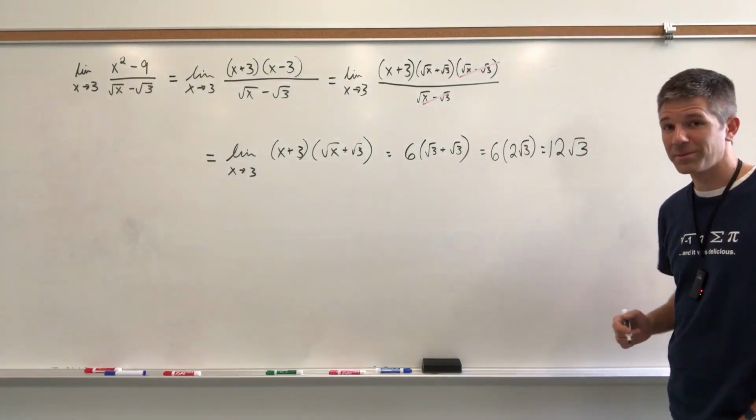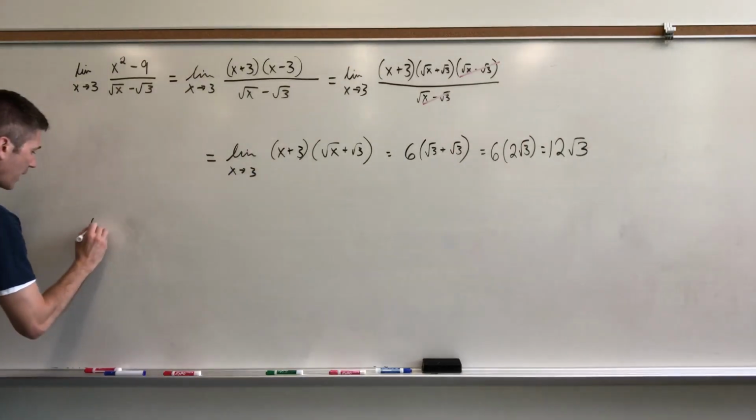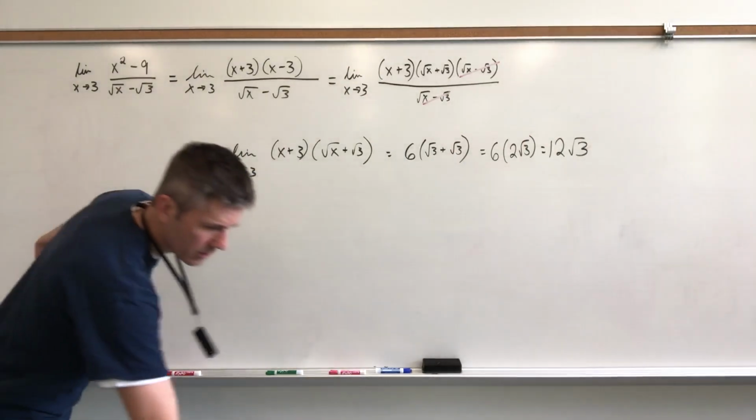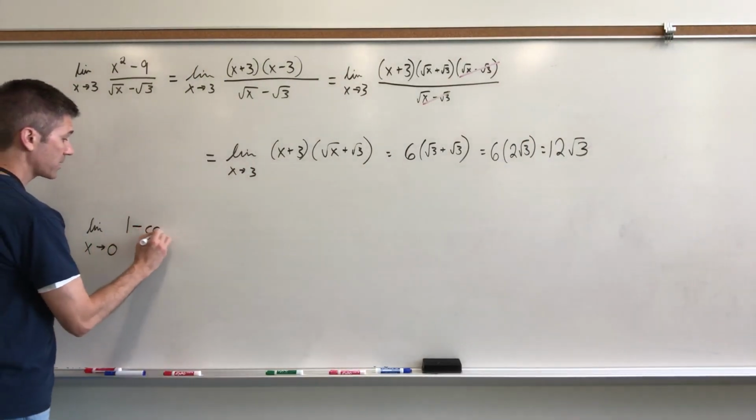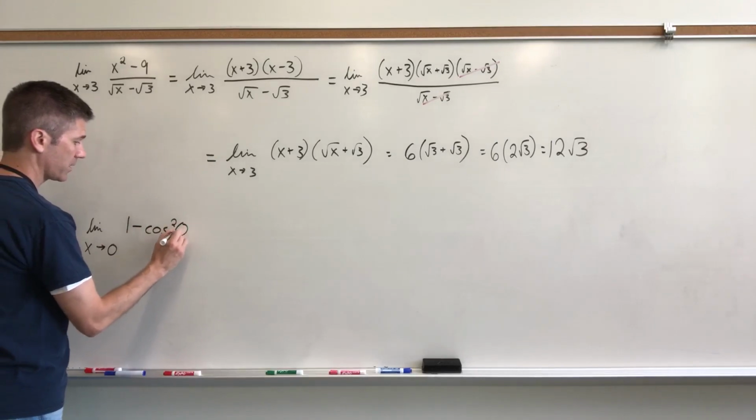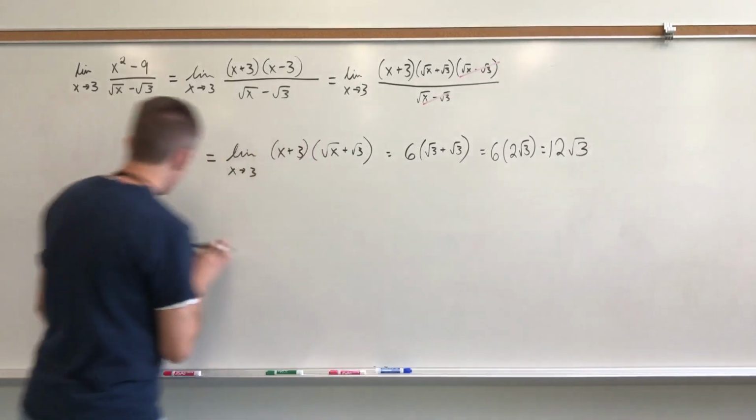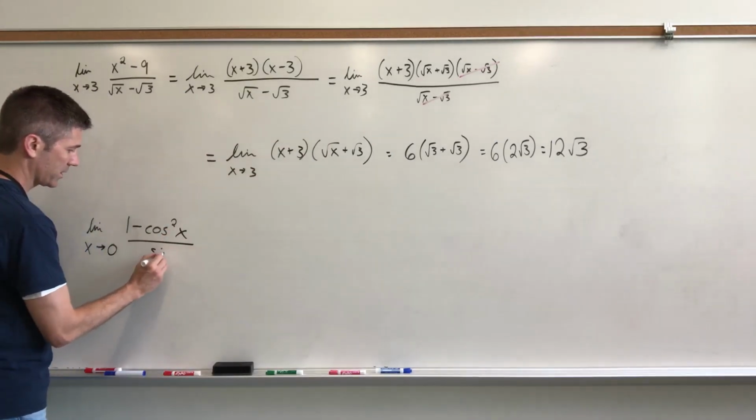The second problem, things get tricky. Let's do it. We have the limit as x approaches, is it 0? Yeah, 0. Of 1 minus cosine squared theta. Oops, x. Don't mix up your variables now, Holmes. There we go. Over sine x.